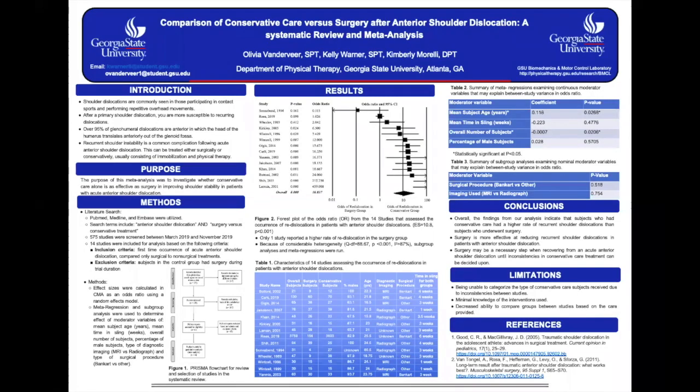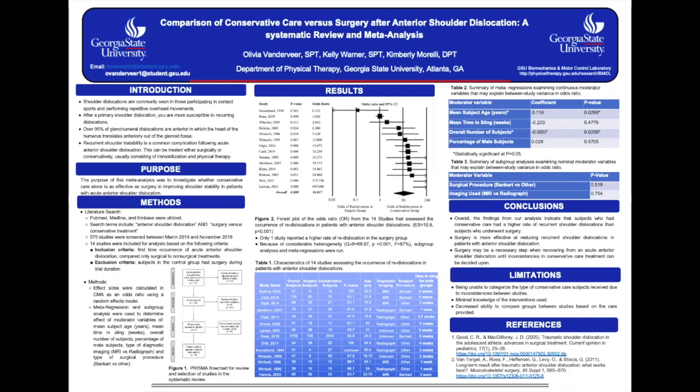Comparison of conservative care versus surgery after anterior shoulder dislocation, a systematic review and meta-analysis by Kelly Warner and Olivia Vanderveer. Recurrent shoulder instability is a common complication following an anterior shoulder dislocation. This can be treated either with surgery or conservative care, both usually involving a period of immobilization. Our research question was, as compared to surgery, is conservative treatment as effective as surgical treatment in improving stability in individuals after acute first-time anterior shoulder dislocation?